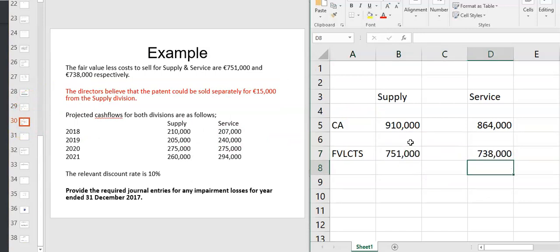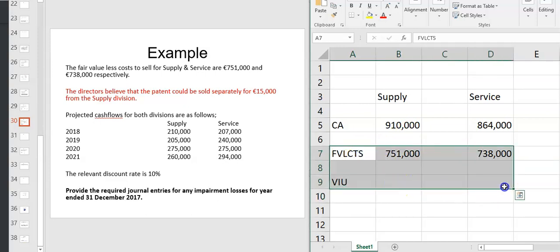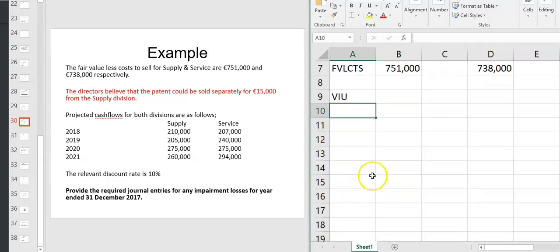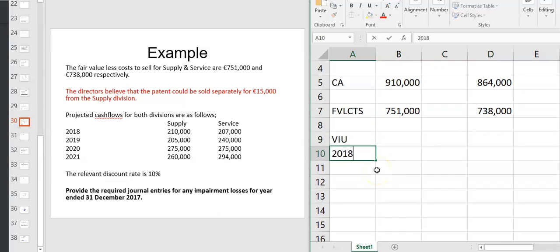Now remember, this does not guarantee that there will be an impairment, because we need to know what the value in use is first, because the recoverable amount is the higher of these, not the lower. So you can't guarantee that that means it's going to be an impairment. We need to know what the value in use is of both divisions first. And to get that, we look at the cash flows. You look at 2018, 2019, 2020, and 2021.